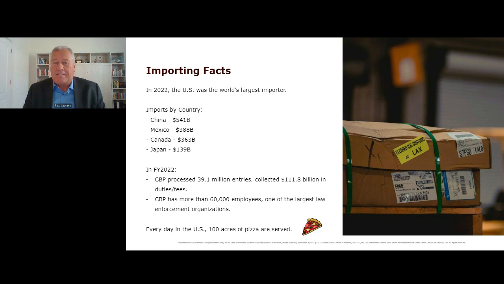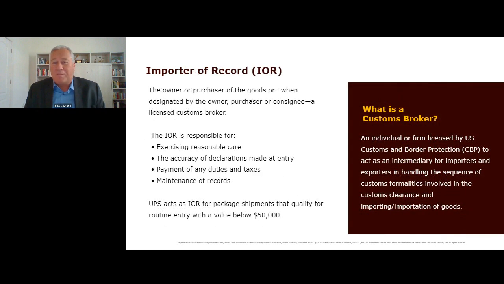And I guess the last stat that I wanted to throw in there for you is every day in the U.S., 100 acres of pizza are served. So I know it's around lunchtime for a lot of you. Maybe you ate a slice of pizza and you're contributing to this stat, but 100 acres of pizza served daily in the U.S., I was not aware of that. So there's the interesting trade stats for you in terms of trade and consumption, I guess, if you want to include the pizza.